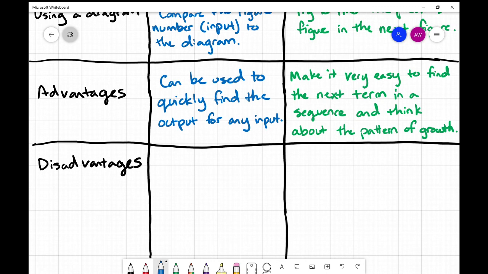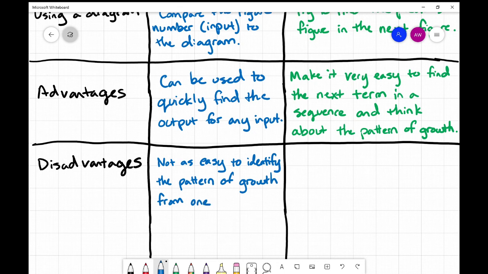Finally, what are disadvantages to the explicit formula? They are not as easy to identify the pattern of growth from one term to the next. For a recursive formula, the disadvantage is that it would not be efficient to find a term late in the sequence if you know only the first few terms.